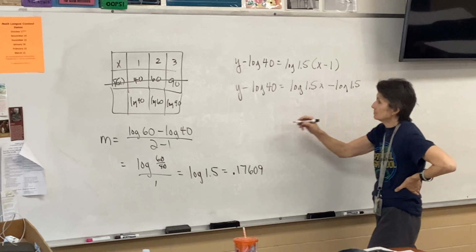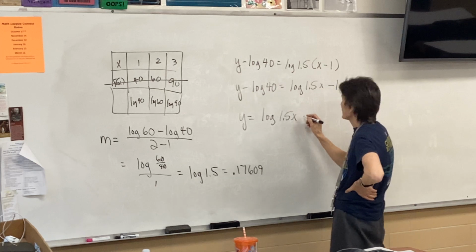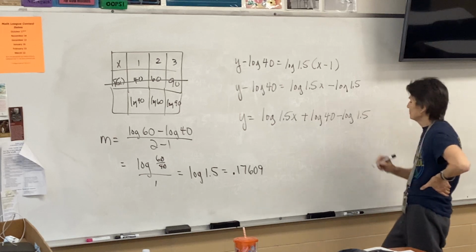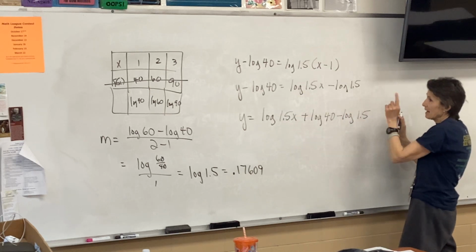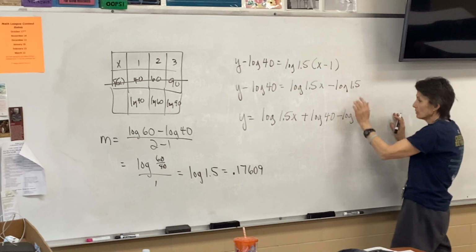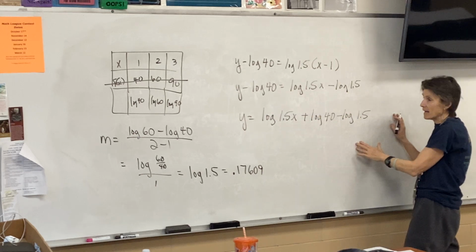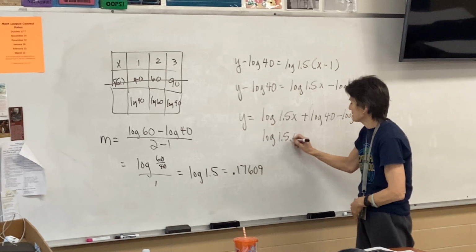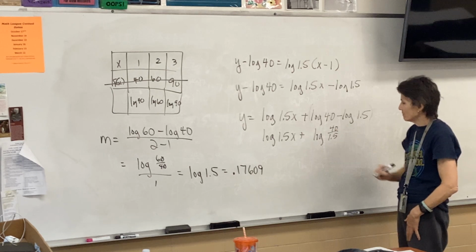So I'm going to add, so y equals log 1.5 x plus log 40 minus log 1.5. So I add this over here. And I went ahead and wrote it first because I don't want you to get confused about what's being subtracted. The log of 1.5 is being subtracted, but the log of 40 is actually being added. So I'm going to put those two together using my properties of logarithms. And that's going to be the log of 40 over 1.5.